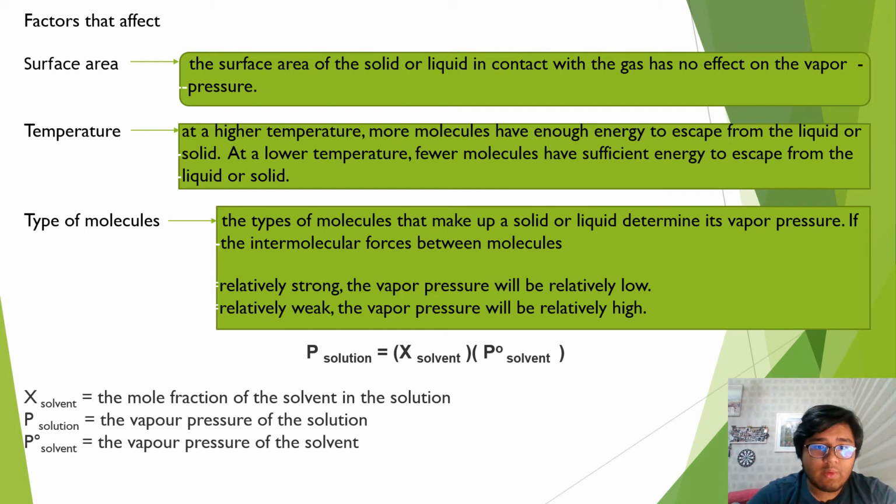Okay, so how do we calculate the vapor pressure of a solution? There is a formula. The vapor pressure of a solution is equal to the mole fraction of the solvent in the solution times the vapor pressure of the solvent. So I think that's all the factors that affect the vapor pressure.